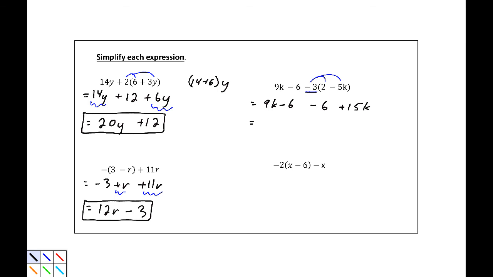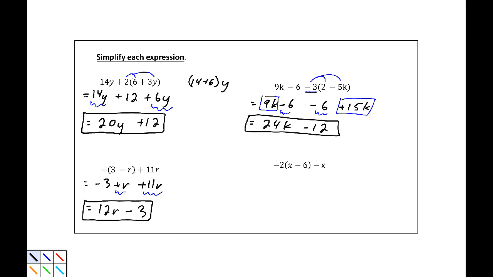Now I have two sets of like terms. I have 9k plus 15k. Adding 9 and 15, I find that is 24k. Next, I have minus 6 and a minus 6. Combining those would be minus 12. So this is 24k minus 12.